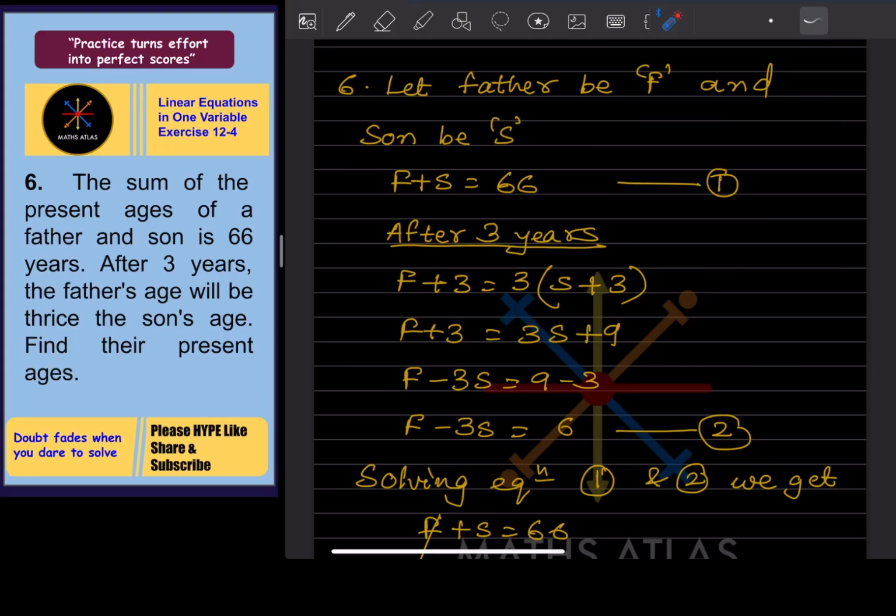After 3 years, the father's age will be thrice the son's age. So after 3 years, father is going to be F plus 3, son is going to be S plus 3. So this father, F plus 3, is going to be 3 times S plus 3. Here the bracket is important. So F plus 3 equals 3S plus 9. So F minus 3S is going to be 9, and this 3 will go on the other side as minus 3. So F minus 3S is going to be 6. This will be equation number 2.